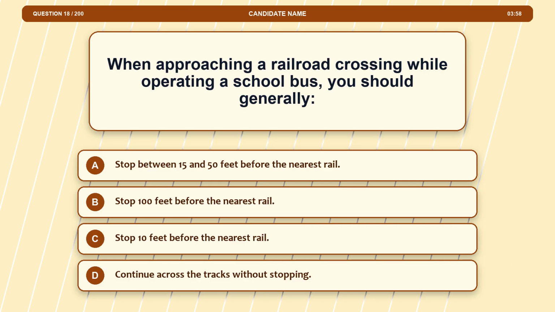Question 18. When approaching a railroad crossing while operating a school bus, you should generally: Option A, stop between 15 and 50 feet before the nearest rail. Option B, stop 100 feet before the nearest rail. Option C, stop 10 feet before the nearest rail. Option D, continue across the tracks without stopping.